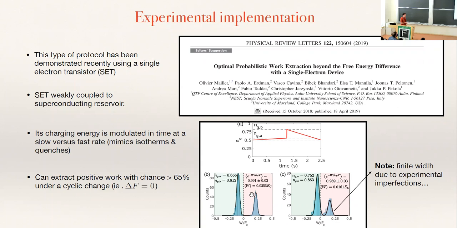I think they're representing work with a minus sign here. So really in my talk, this should be the other way around. But they find that with a good chance of above 65% of the time, you do observe a net output of work, even though you have a cycle.